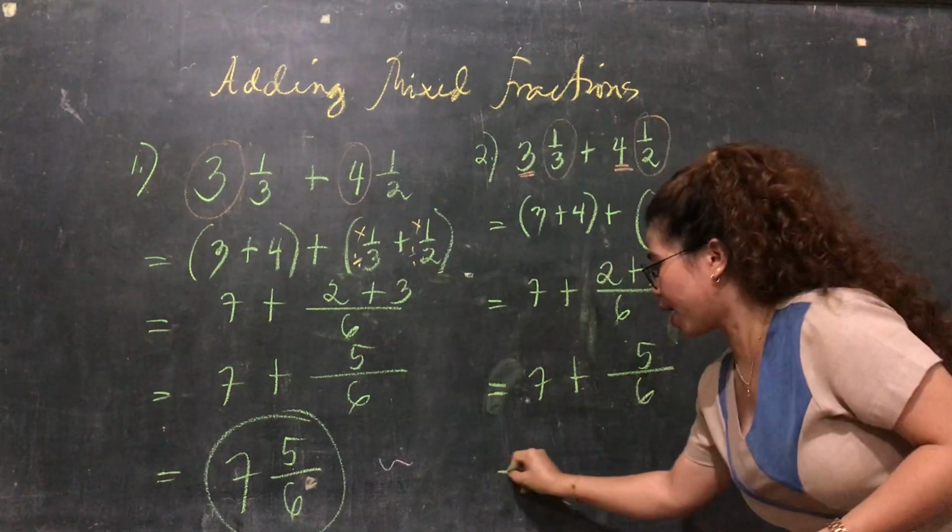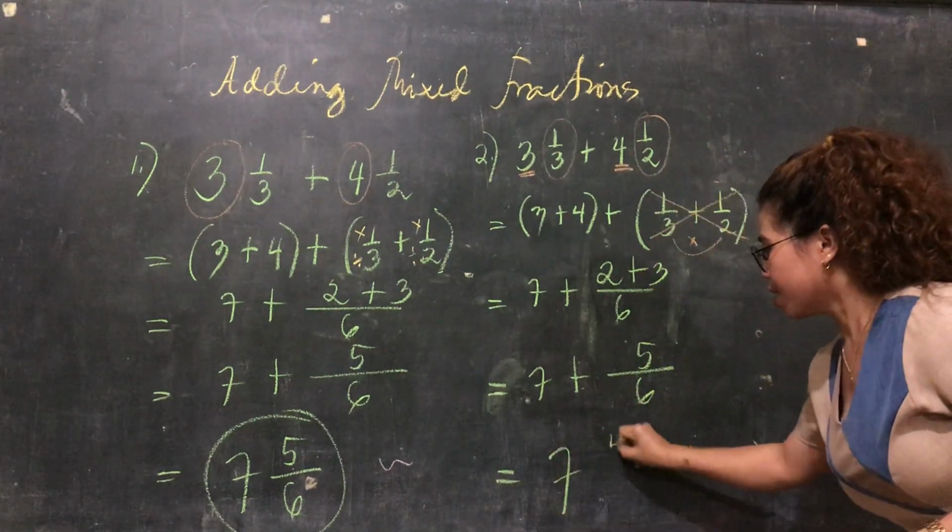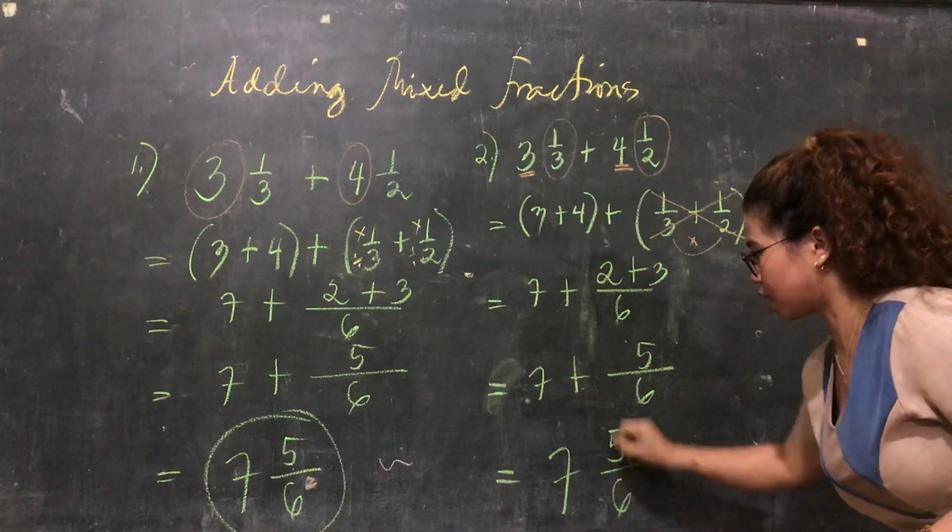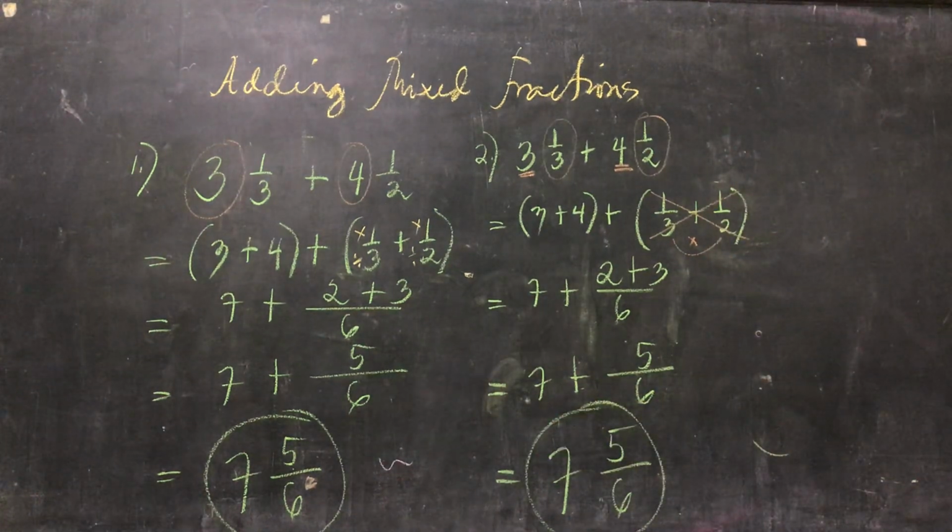So, let's combine. 7, idikit lang. 5 over 6. So look at the answer. It's just the same.